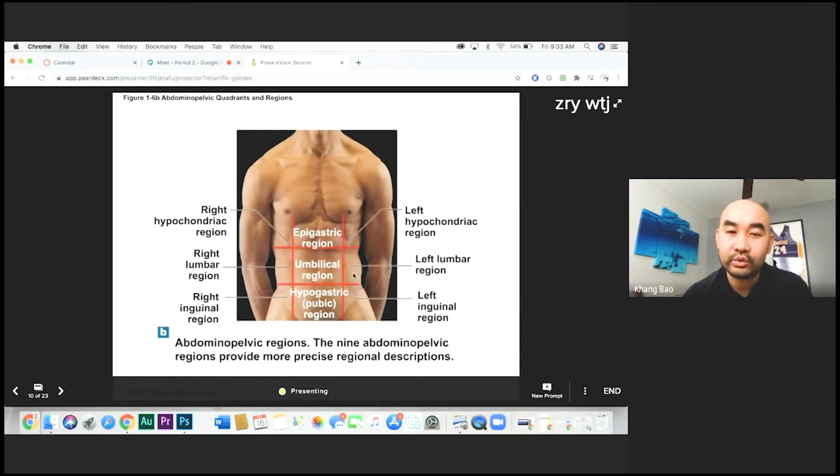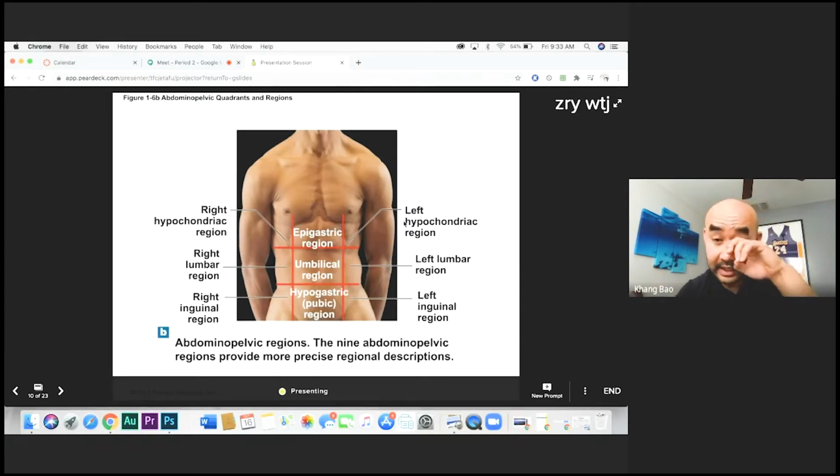Besides quadrants, they also use regions to describe organs, right? Or an anatomy in the body. For example, they use epigastric region. Epi means above, right? Gastric has to do with the stomach, right? Or there is left hypochondriac region. Again, we will practice these things next week. I just want to go over them quickly. Right hypochondriac region. Chondriac has to do with the rib, right? So here. And then you also have lumbar region, like the backbone, your back. So this is right lumbar, left lumbar. Umbilical region is somewhere in the middle here.